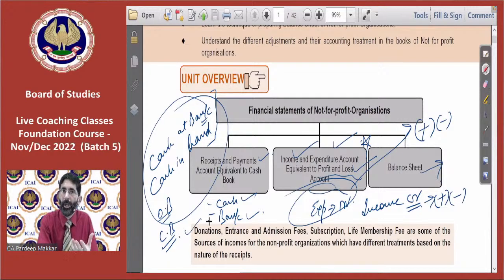What is a donation? Everyone knows that schools or hospitals receive donations. So whatever fees you are paying by way of admission fees, that may be named as a donation to them. So donation is their income, and it will be treated just like an income, just like a sale. There's no difference at all. Entrance fees: in a number of clubs, we have to pay entrance fees. So that entrance fees is just a simple income for us. Admission fees is an income.